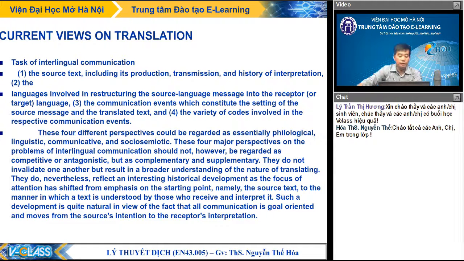There are also four different perspectives. We have to regard them. They are philological, linguistic, communicative, and social semiotic. Those four major perspectives on the problem of interlingual communication should not be regarded as competitive or antagonistic.